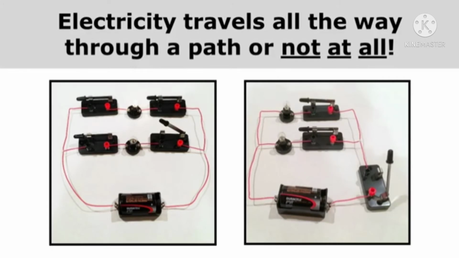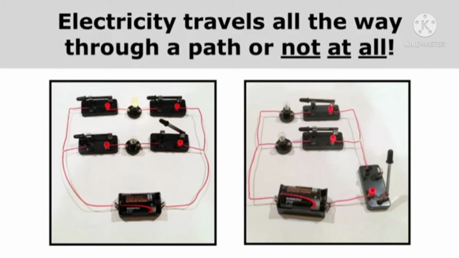Now it's very important that you understand that electricity travels all the way through a path or not at all. So it doesn't matter whether a bulb is in front of a switch or after a switch. If there is a switch that's open creating a gap along a path and electricity cannot get from the battery through the path and back to the other side of the battery, then nothing that's along that path will work.